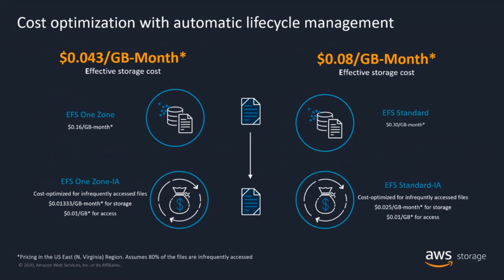So what does this mean for dollars and cents? With EFS, assuming you are using lifecycle management and your data access pattern matches the industry average 80-20 split between infrequent and frequently accessed data, your effective storage price is just 4.3 cents per gigabyte month for one zone storage and just 8 cents per gigabyte month for standard storage. That's all in. At this price, you get all the fully managed features EFS provides right out of the box. And if you do a TCO analysis comparing this to running your own file system storage infrastructure, what you'll find is that EFS is more than 80% more cost efficient than doing it yourself.